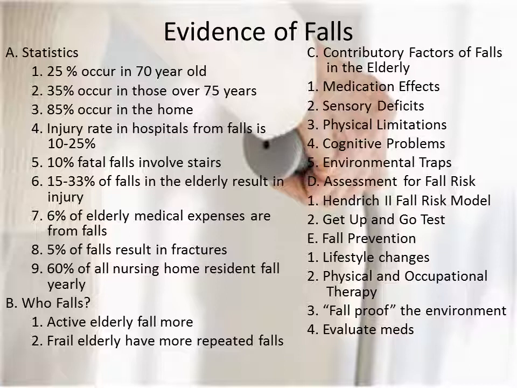So we want to assess for fall risks. There's a couple of tests. There is the Hendrich II fall risk model and the Get Up and Go test. So you can read up on those if you'd like to know more about them. So what we want to do as healthcare providers is to prevent falls. And we do that by helping the individual incorporate lifestyle changes, perhaps use physical and occupational therapy assistance for those changes, to fall-proof the environment, where the home health nurse goes in and does an assessment for that, and evaluate their medications.